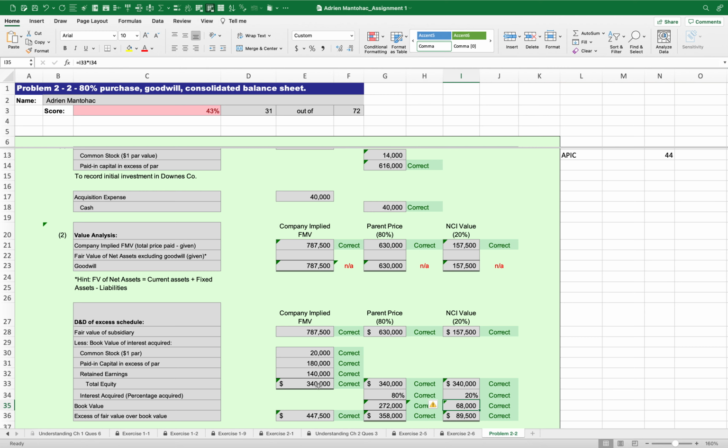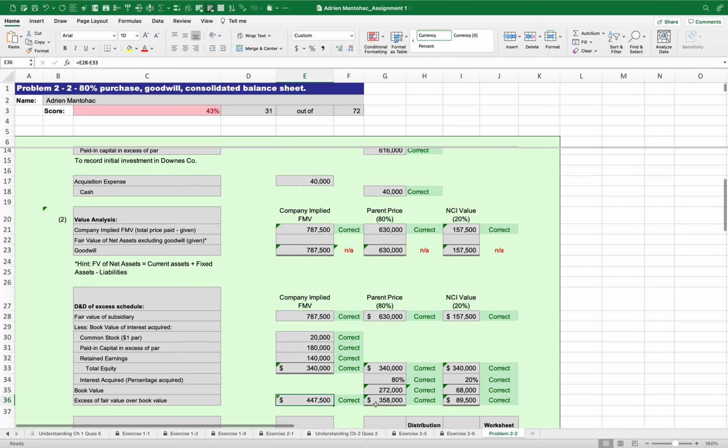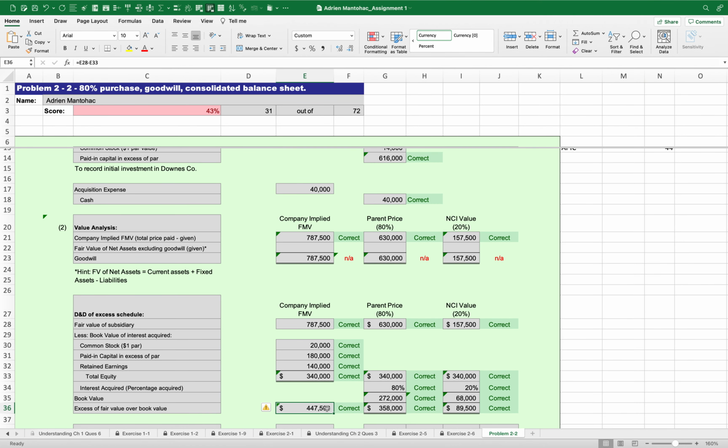So let's go back. If the total equity is worth 340,000, that's a book value, that's what's on the books, and we are implying through this transaction that the entire company is worth 787,500, then broadly speaking, nearly $447,000 is what we paid in excess of book value. That's what we really did, right? Now we just have to figure out what that 447,000 number is.